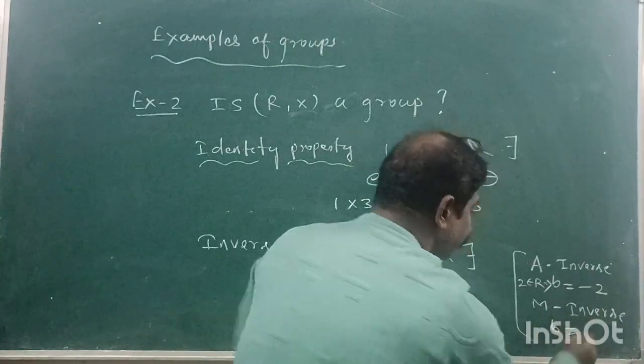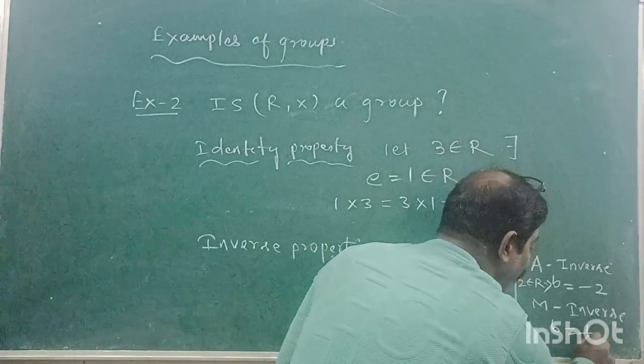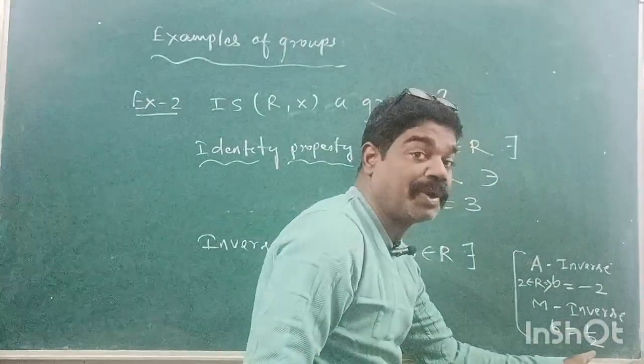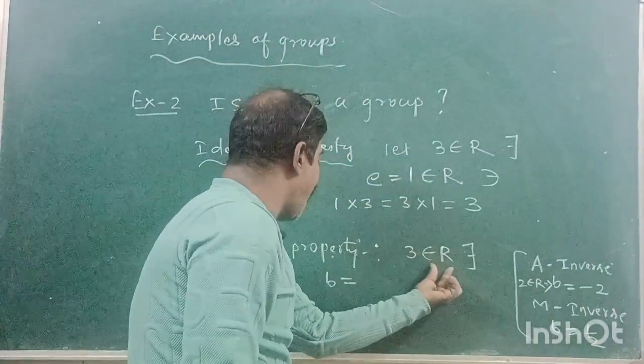B is equal to how much? 2 is an element of R. B is equal to how much? The reciprocal of the what? 2. That is 1 by 2. Remember, right? Fine. Like that, you tell me 3 belongs to R.